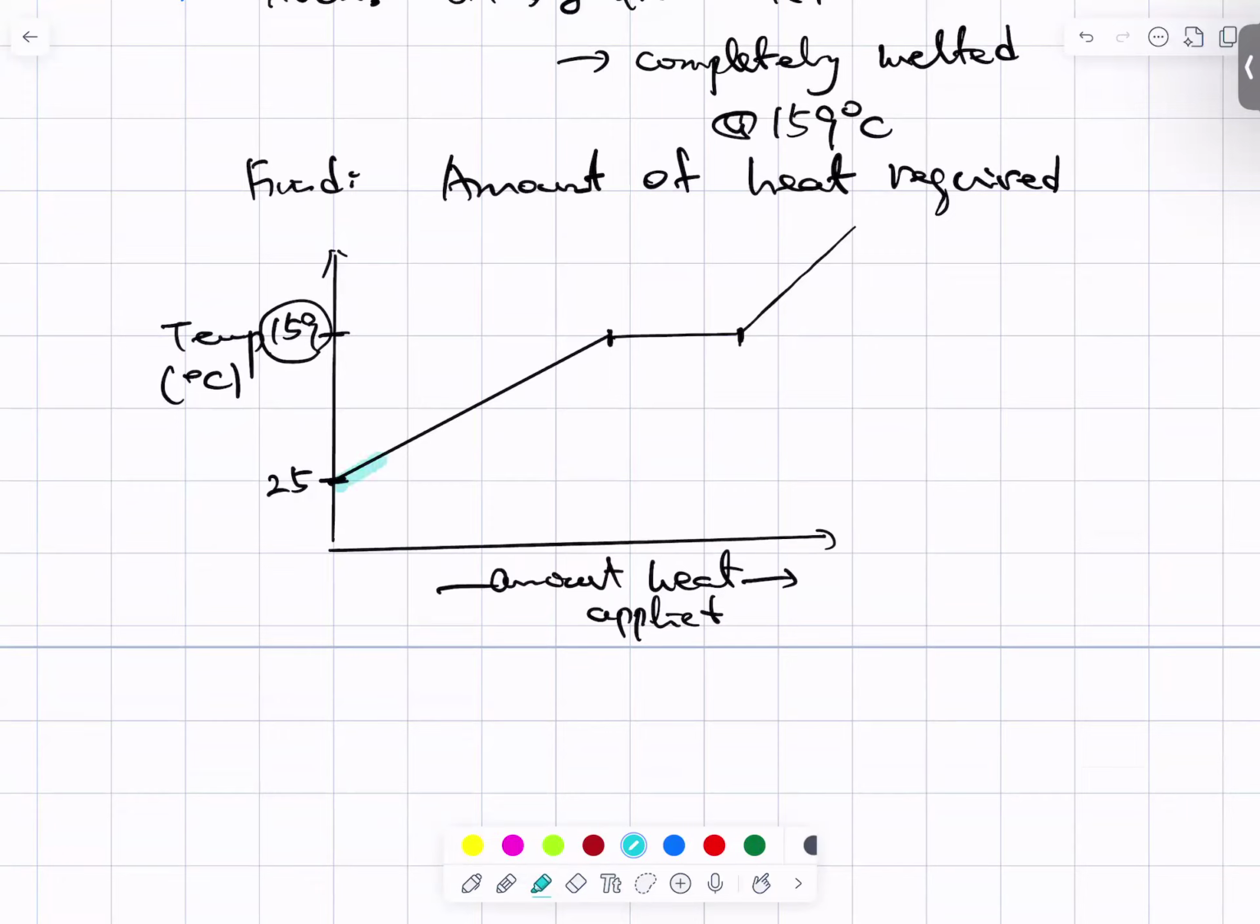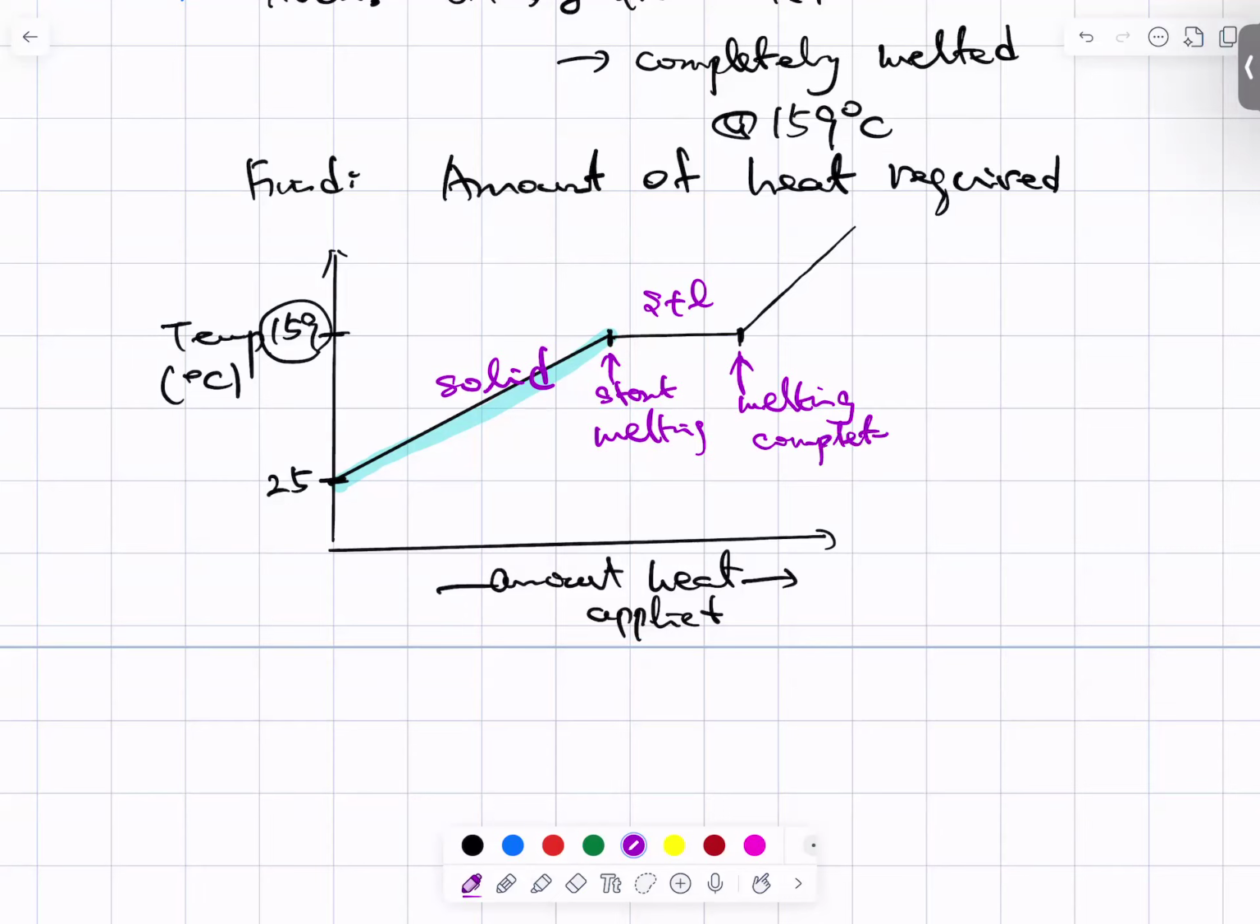We are heating up to raise the temperature of the solid. Here we have a solid, the temperature is increasing, and then as the temperature reaches the melting point, solid and liquid, the solid starts to melt. So start melting, and melting completed. Complete melting. Okay. All right.